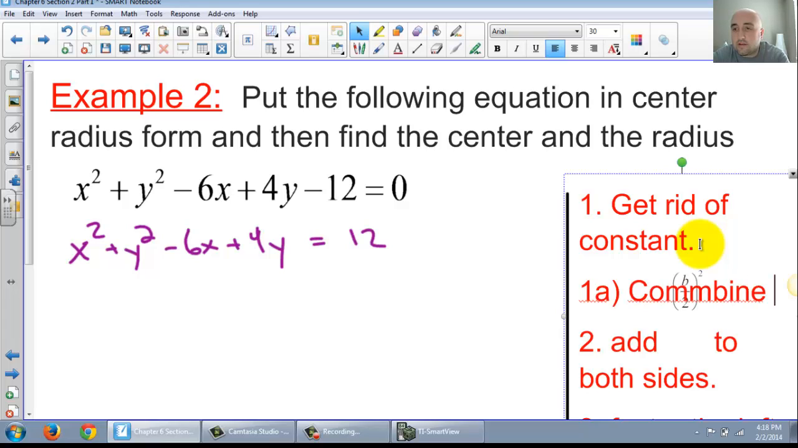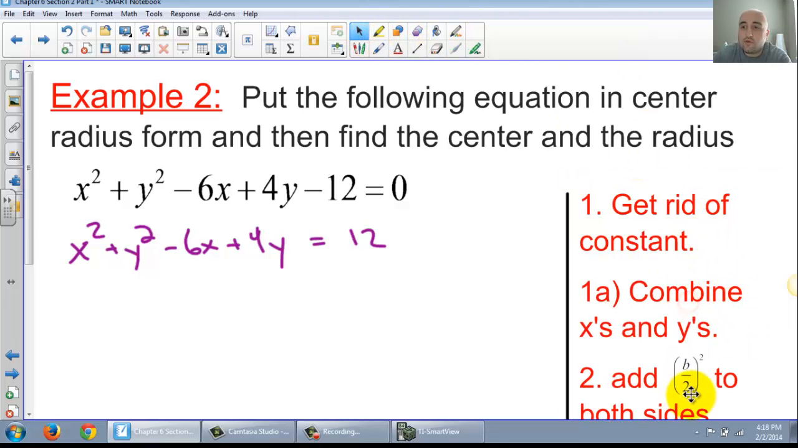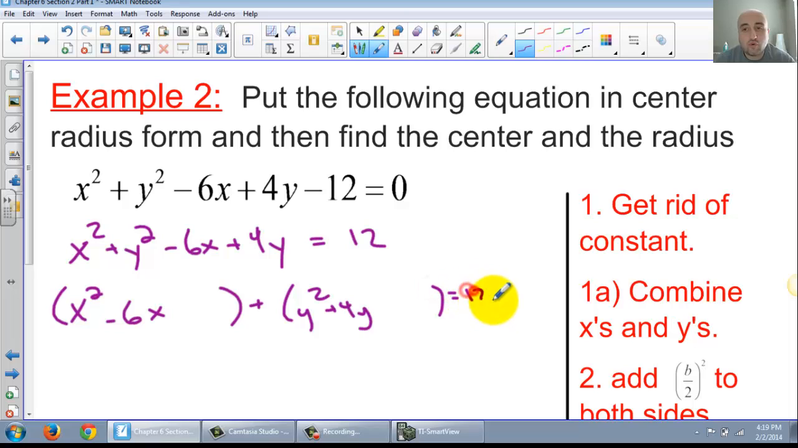Combine x's and y's. Okay, so our step 2 is that we're going to combine our x's and our y's. So all that really means is we're going to rearrange it and put the x's with the x's. So over here, I'm going to put the x squared and my negative 6x together. I'm going to put a parenthesis around it. And I'm going to leave a little bit of room. And then I'm going to do my y squareds together. I'm going to put these in parentheses. Plus 4y. I'm going to leave a little bit of room, equals 12.